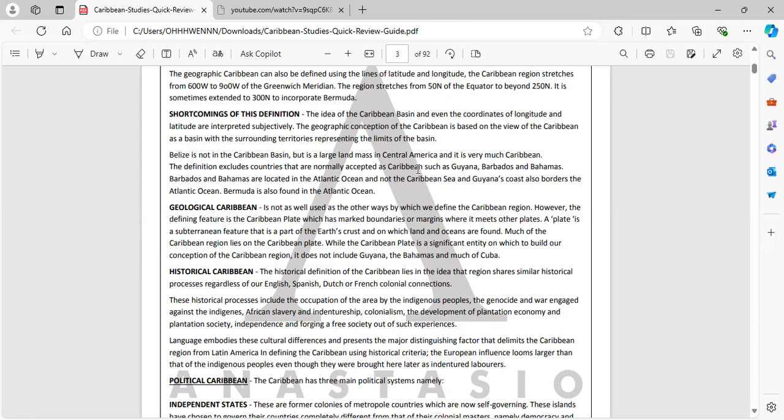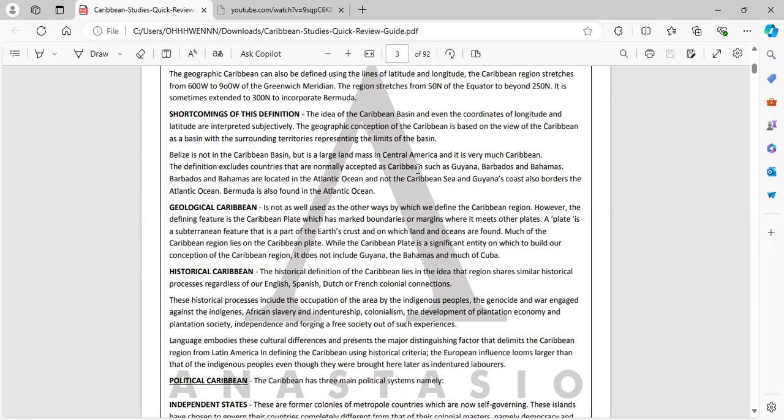But as I say, you just need to know the geographic definition of the Caribbean. You need to know the location feature. And also you need to know examples of countries which are located based on their geographic Caribbean definition.